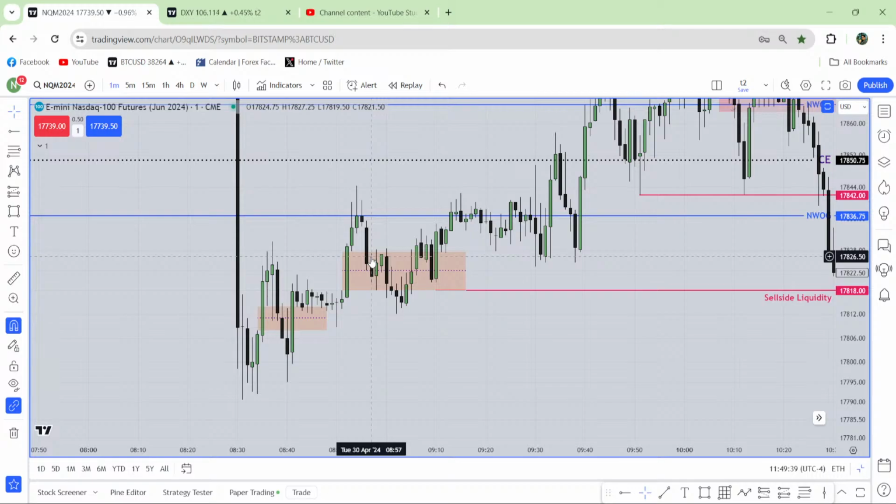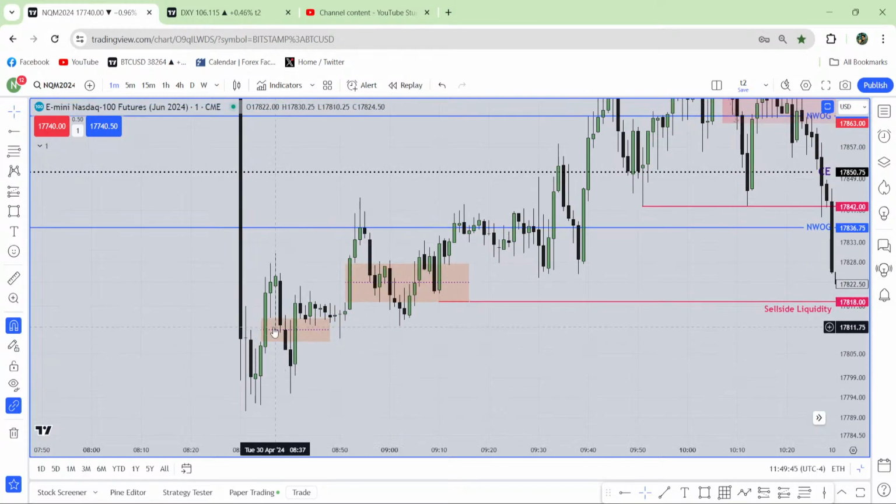Am I going to take this entry? No. I didn't get the precision over here. Try to understand what I mean by feeling the market. I didn't get the precision over here. Why is it not precise? Because market went through that fair value gap. Is that fair value gap important? Absolutely not. This fair value gap is not important.